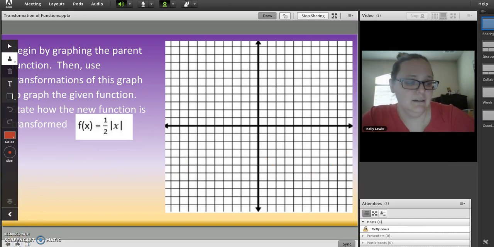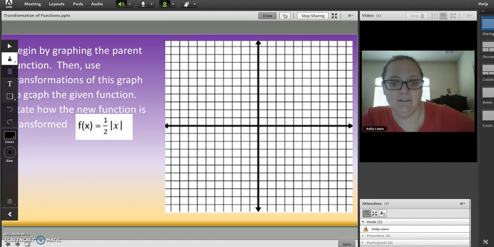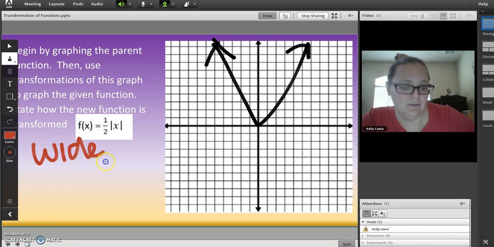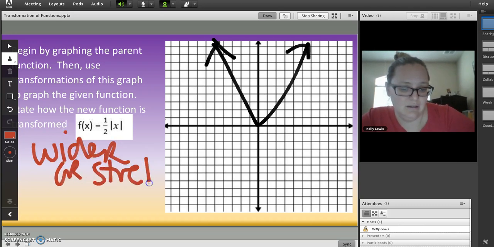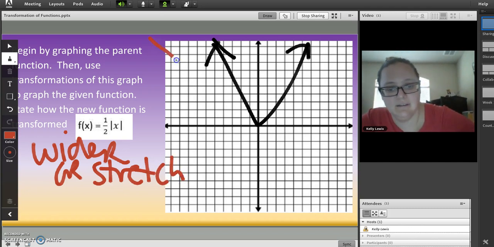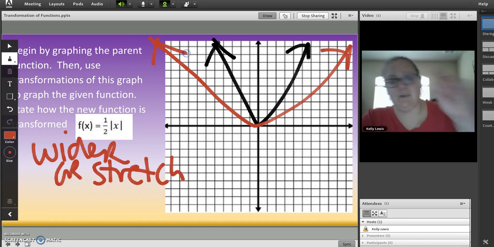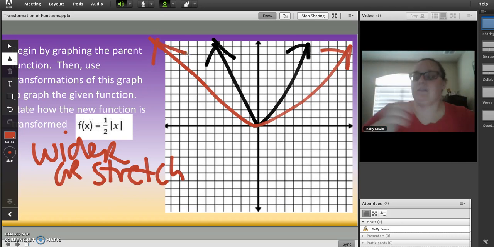All right, here, the normal absolute value is like this. And then a 1/2 in front makes it get wider, or you could say stretch. Right, so it's like that. Just draw something that's wider. I'm going to do the next problem, and then I'm going to combine them to show you something.